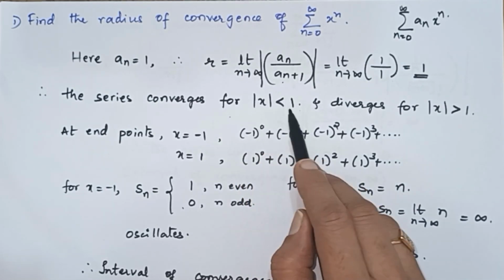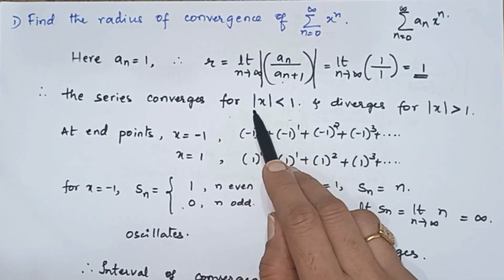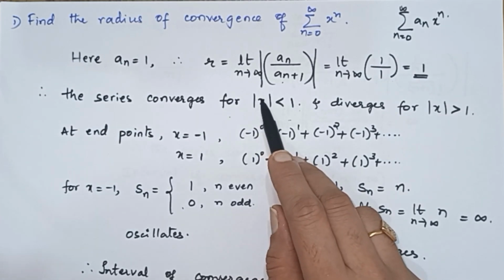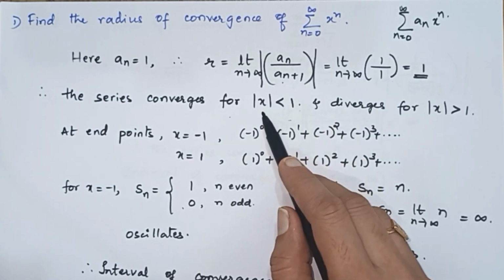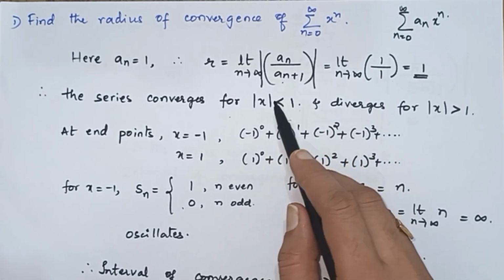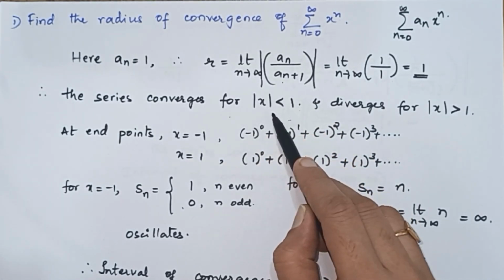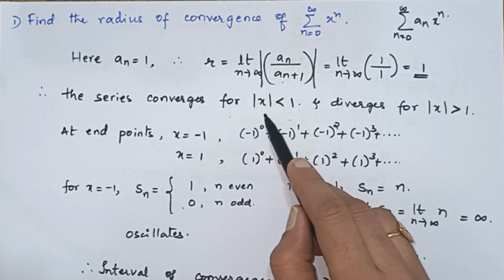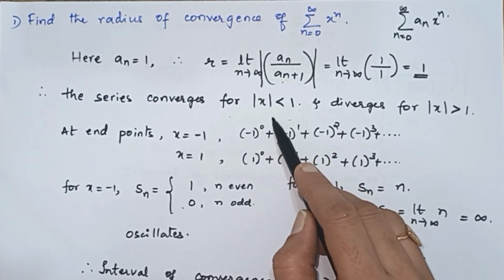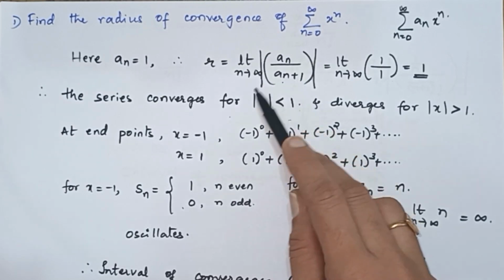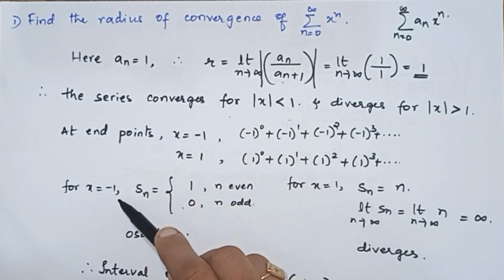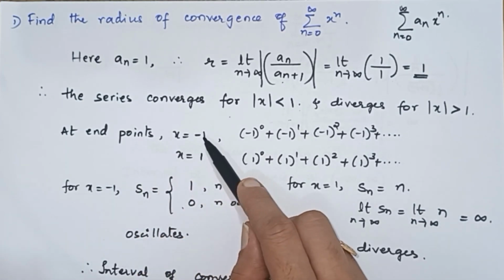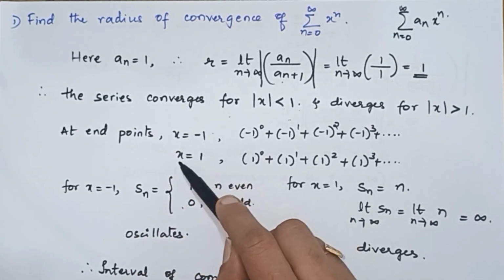That is the interval. But at the end points of that interval, like at x equal to minus 1 and at x equal to 1, what happens to the series? That we have to check separately. From this we can get the interval of convergence as minus 1 to 1, an open interval, but the end points are not verified here. So you have to verify them separately. At the end points, let us calculate x equal to minus 1 and x equal to 1.